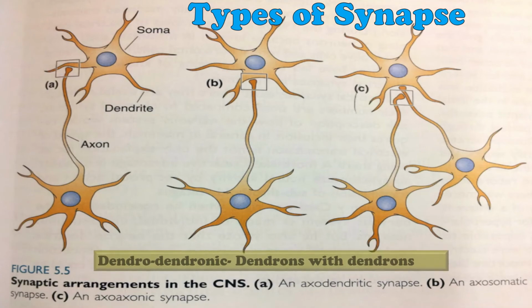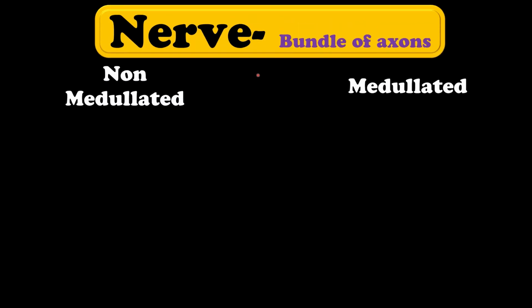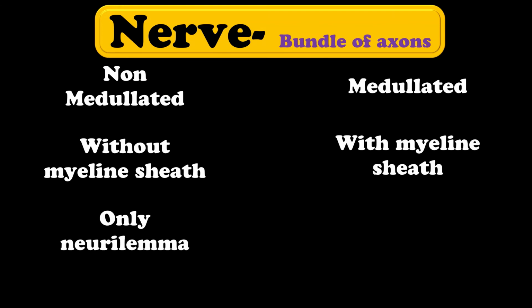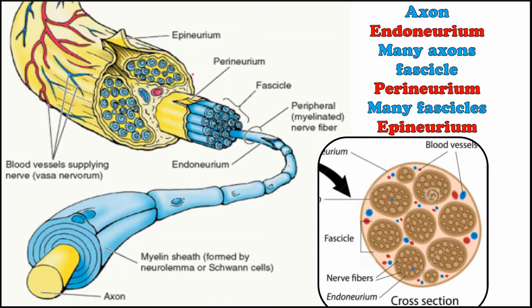Now let us see the section of a nerve. Look at this section carefully. Each axon is surrounded by a layer of structure, that is endoneurium. Now many axons are grouped together to form a bundle. This bundle is called the fascicle. So a fascicle is a bundle of axons. This fascicle is covered by again a connective structure called perineurium, and finally the entire nerve is wrapped in a connective tissue structure called epineurium.